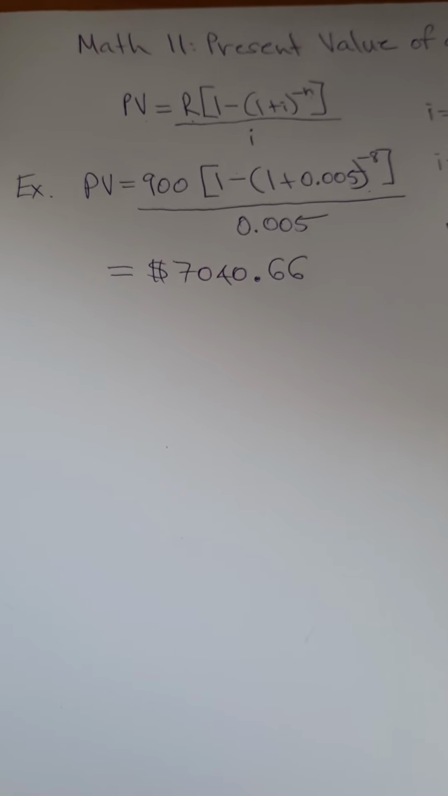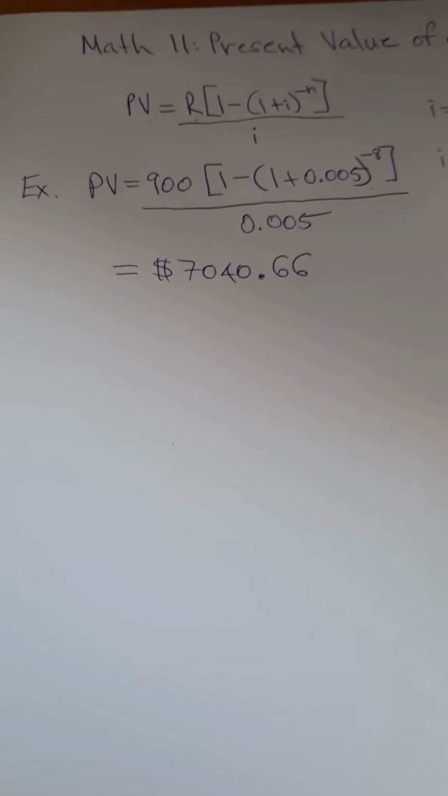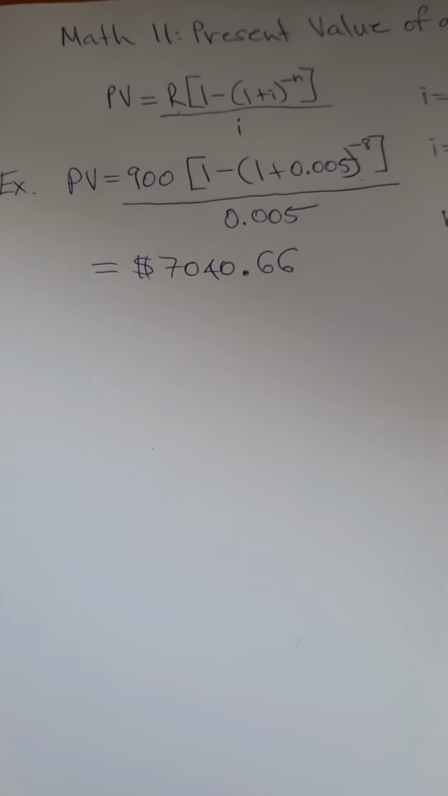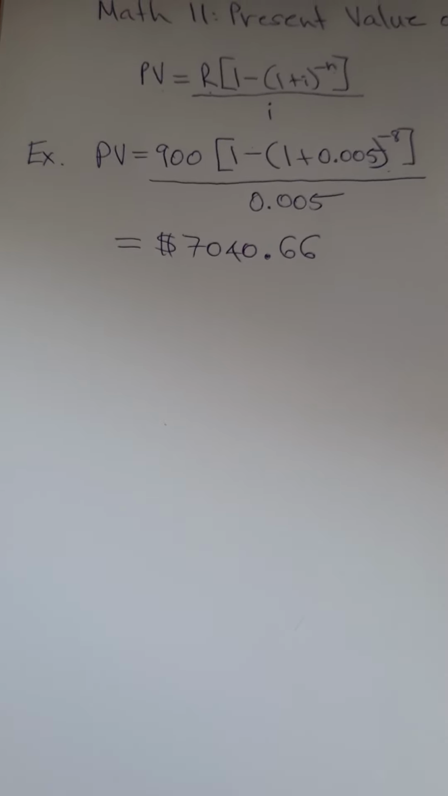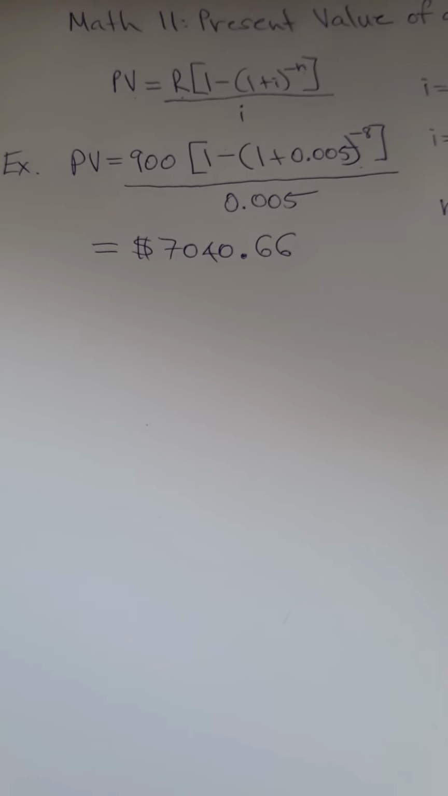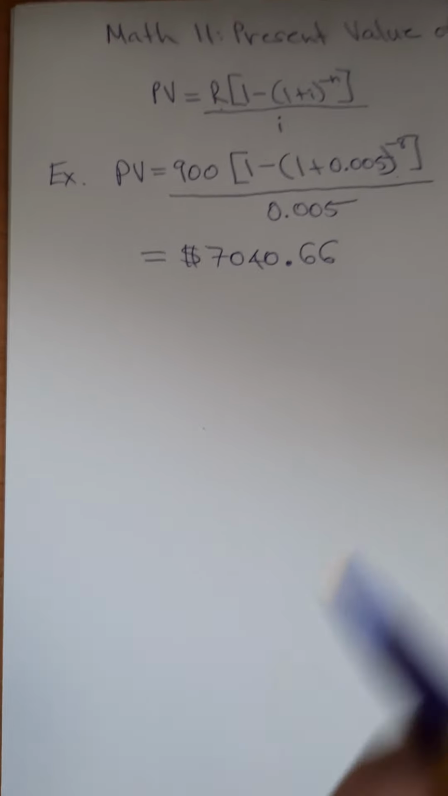So Josh needs to invest $7,040.66 at the beginning of the school year to finance the annuity. The reason he's able to withdraw a larger sum of money is because he is still getting interest. So let's try another example.